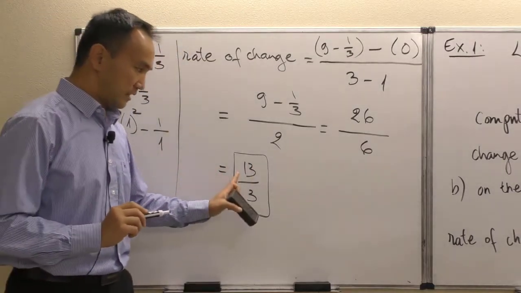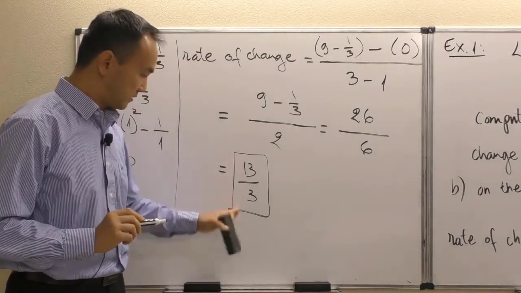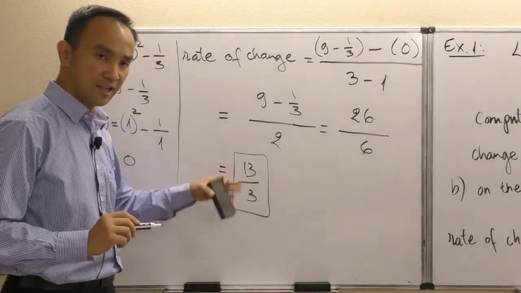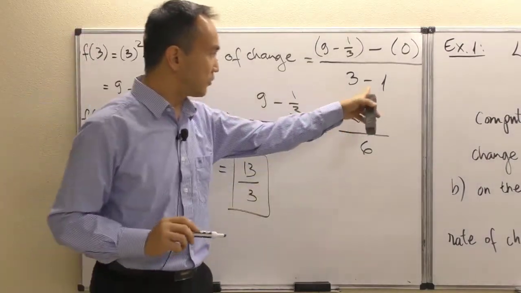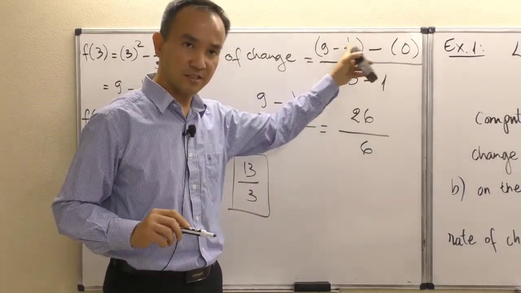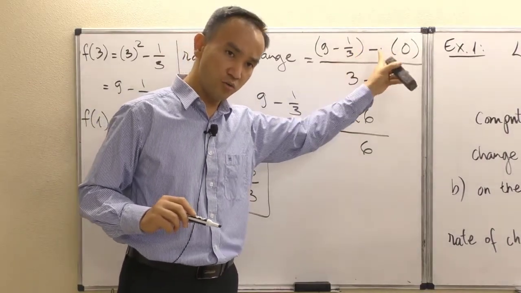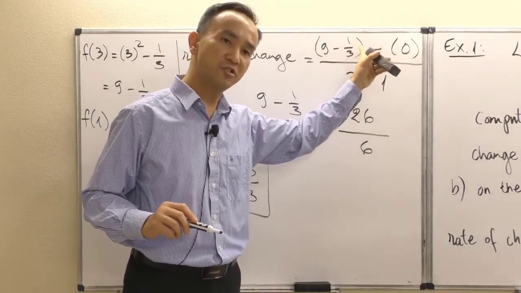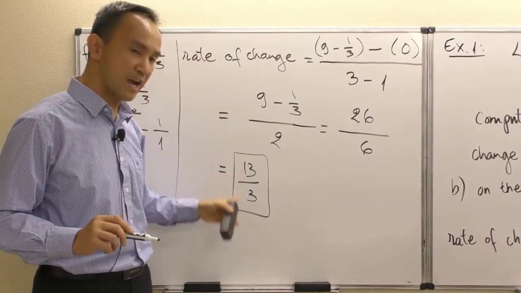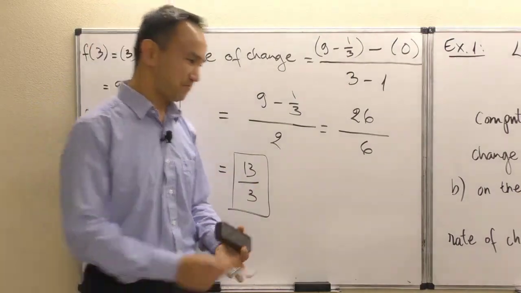And once again, this is a positive rate of change. So you can think of this as a rise over run. It's a run right here, and it's a rise right there, because this difference in the y values gives me a positive change in the y values. And the overall answer here was positive. Okay.